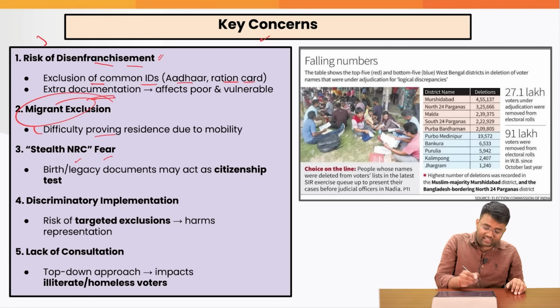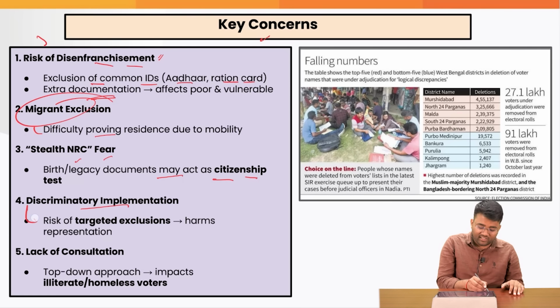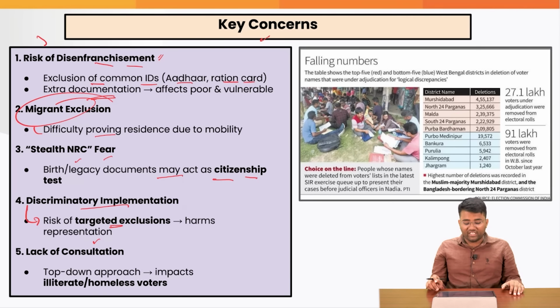Then, the stealth NRC fear, that the birth or legacy documents may act as a citizenship test in future. This particular exercise can be one of the bases on which tomorrow the citizenship of people can also be decided. So some people might lose their citizenship status and might have to leave the country. Then, discriminatory implementation. For example, there is a risk of targeted exclusion that harms representation. There have been various apprehensions and reports that for some specific religions there have been targeted exclusions. There are allegations, not proven, but allegations, and that actually harms the representation of these marginalized groups or other groups.